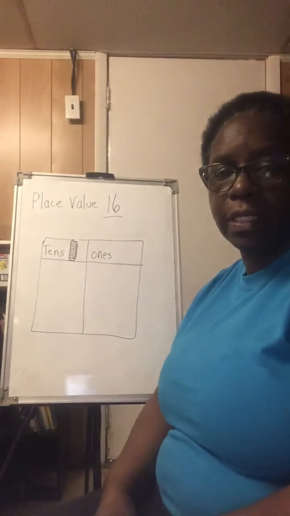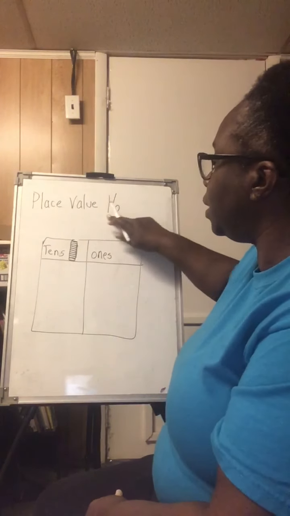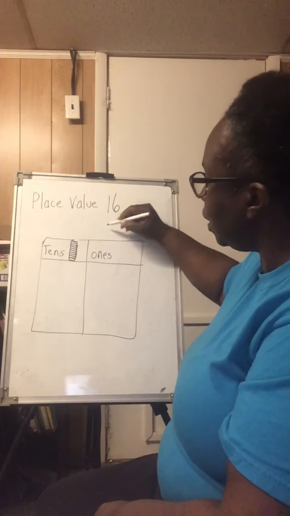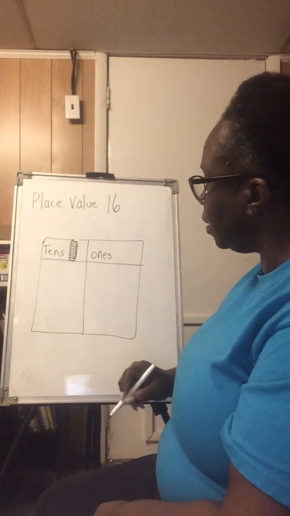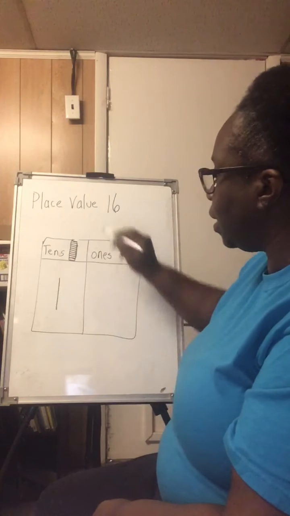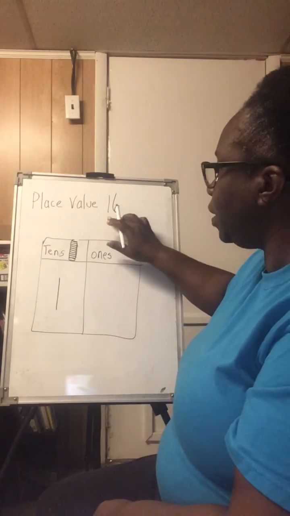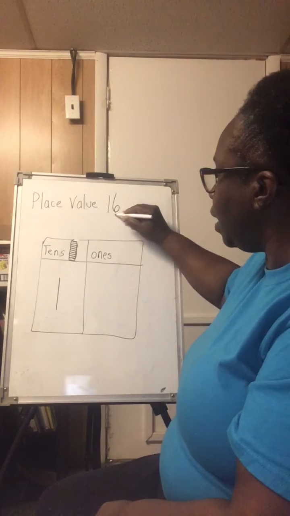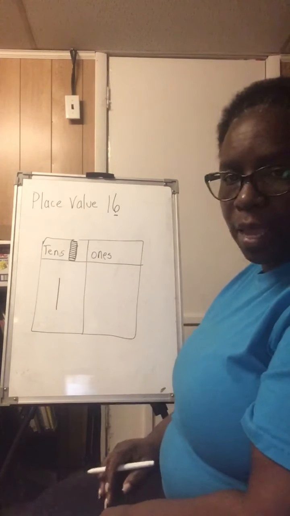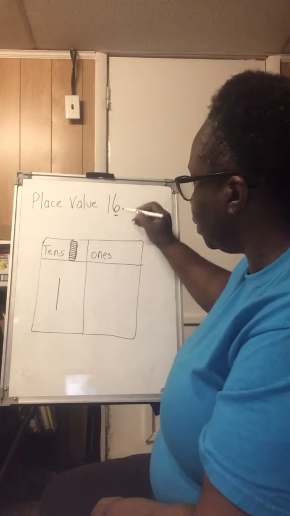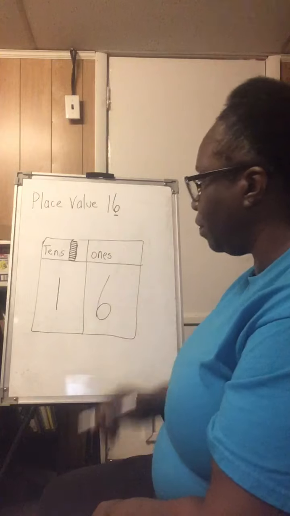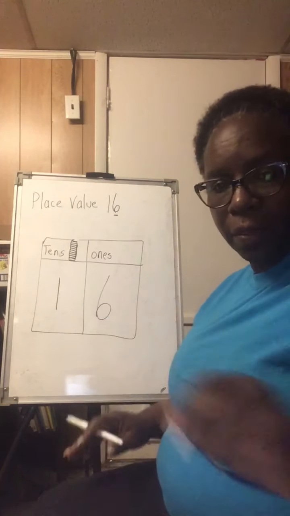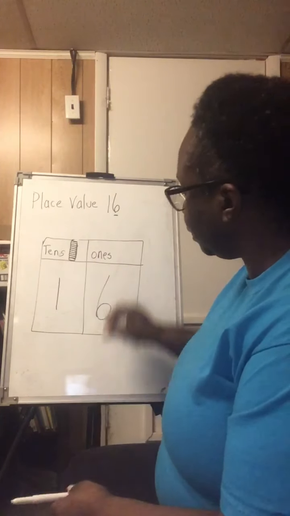Place value of 16. So how many 10s do we have in 16? This is your 10s right here. So how many 10s? We have 1 10. So if we have 1 10, how many 1s do we have? This number right here is your 1s. How many 1s do we have? 6. So we're going to take our 6 and put it here. Have 1 10, 6 ones. Okay?